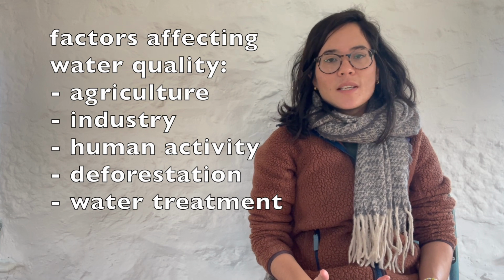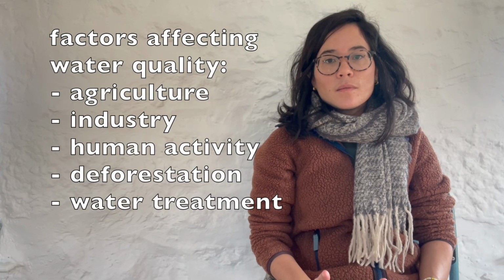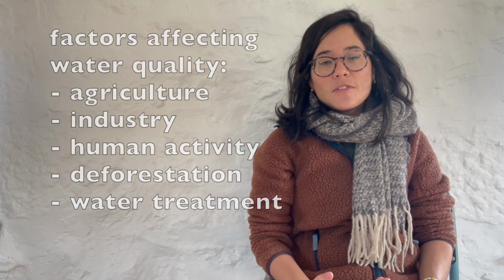So broadly speaking, what factors will affect water quality? We can divide them into agricultural ones, industrial ones, general human activity, deforestation, which means cutting down trees, and then we'll be looking more at water treatment, both how it can improve water quality but also reduce it if not carefully managed. Now, to do well in your exam, you'll need to provide lots of very detailed answers, so we're going to take each of those categories in turn.